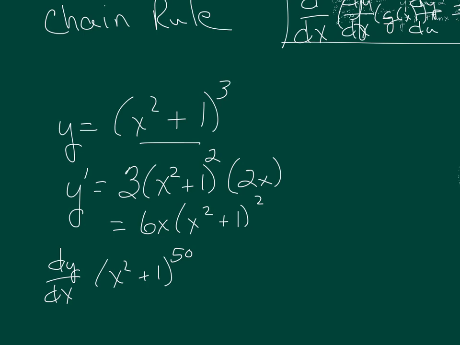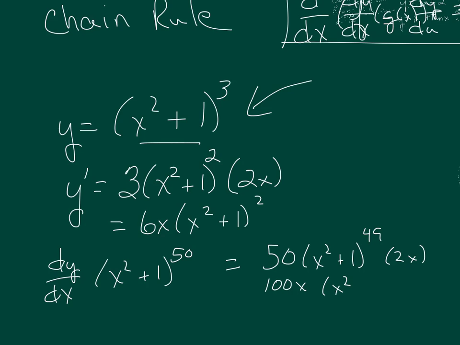So we would definitely want to use the chain rule. You could find the derivative of this function without the chain rule, but I don't think you could find the derivative of x squared plus 1 to the 50th without the chain rule. So if we take the derivative here, it's just going to be 50 times x squared plus 1 to the 49th times 2x. And here we'll go ahead and simplify it: 100x times x squared plus 1 to the 49th. And we have got our derivative.